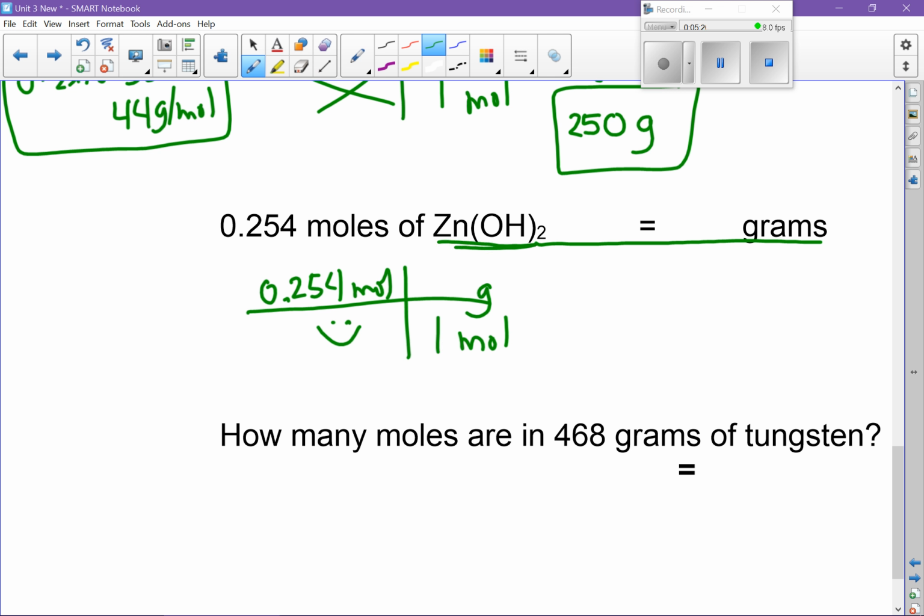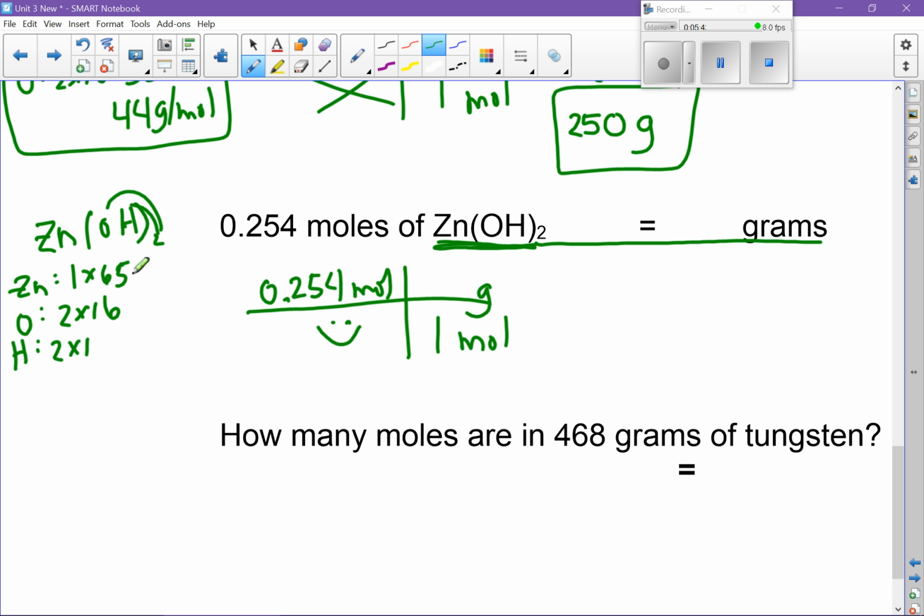Grams, I need to find the molar mass of this chemical. So let's do that in the space that we have over here. So I'm going to write out my whole molar mass calculation, label the elements, get it all down. There is 1 Zn, and its mass is 65. O, there are 2 of them when you remember to distribute. The mass is 16. 2 hydrogens.